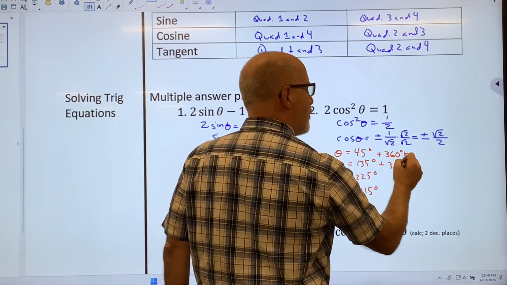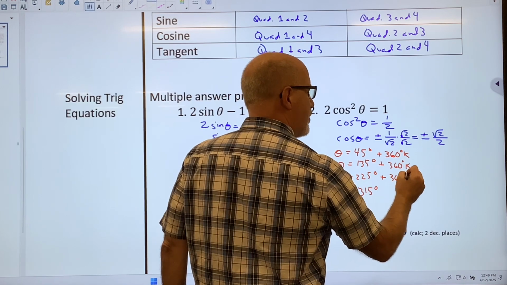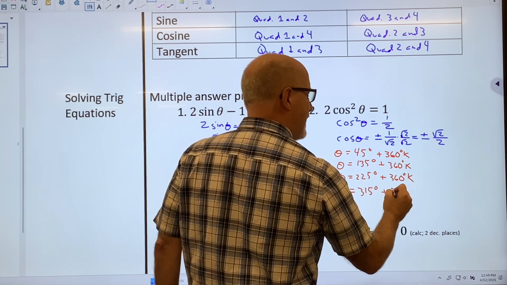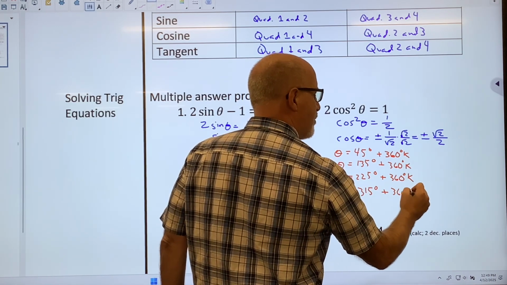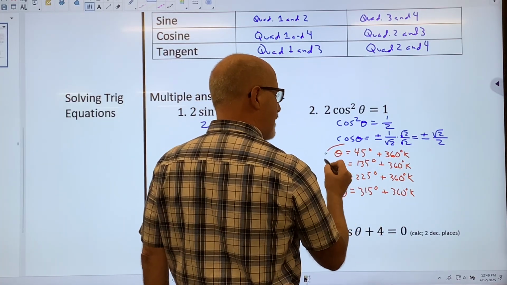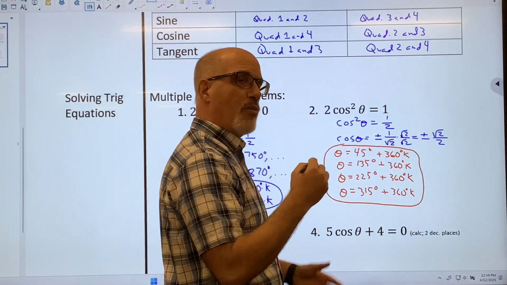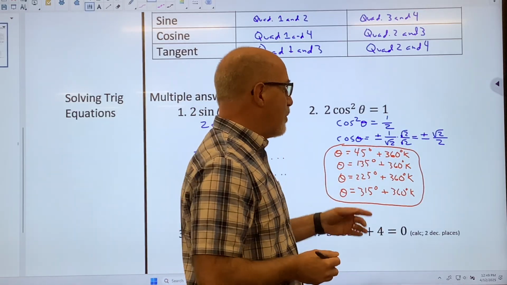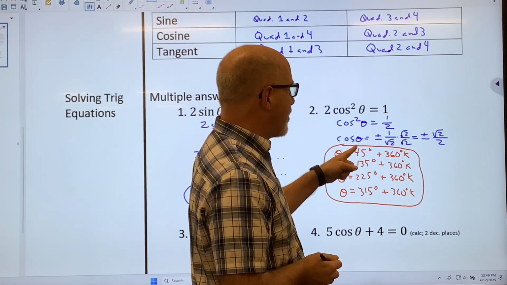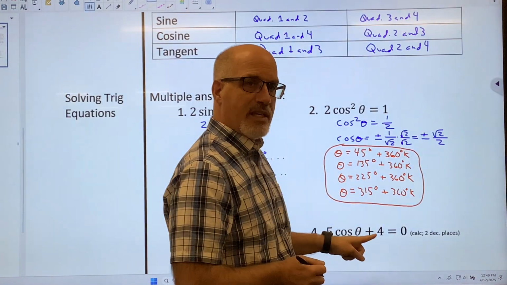Now there is a way to simplify this. For right now, notice that this is a complete answer. If I keep doing multiples of these, this is a complete answer. There is a simpler answer. A more advanced answer would be to notice that these are all 90 degrees apart. If you add 90 on, you get each of these.